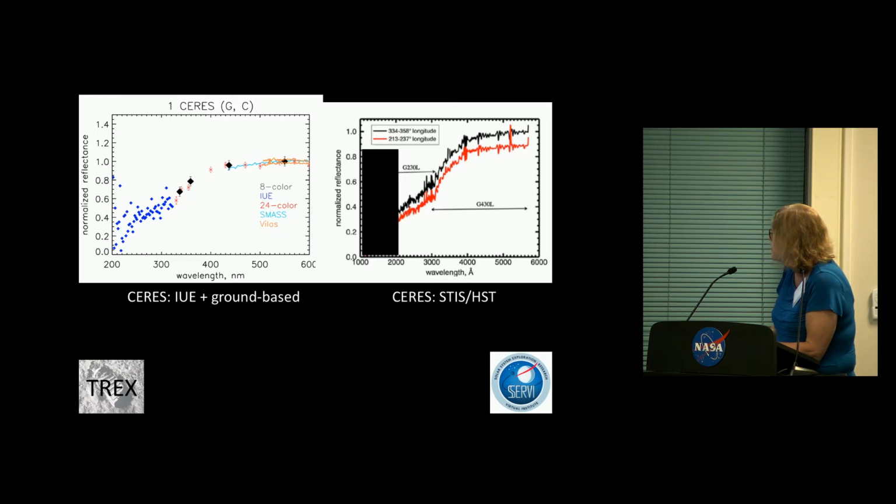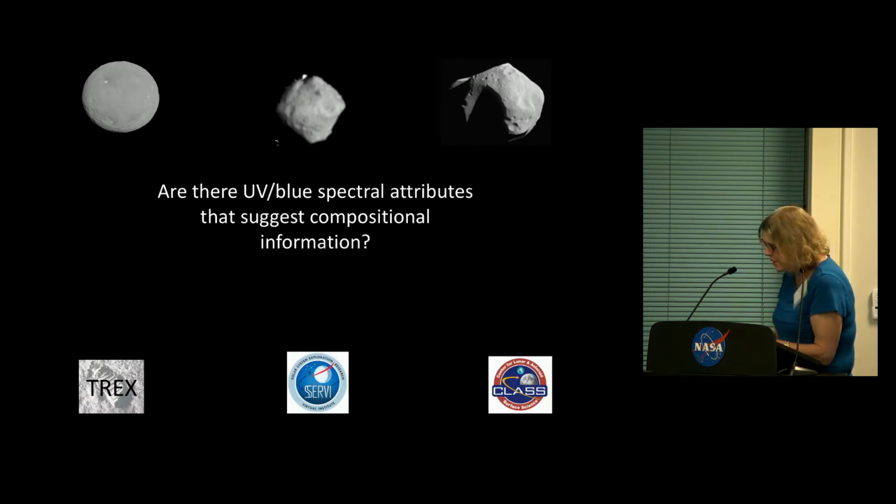The spectral region is roughly the same here from this darkened area, and the agreement in the general shape and characteristics of the IUE data, which are down here, coupled with some other ground-based data that we have of these asteroids, or of Ceres, and the HST data are roughly the same, and we use that, even though there is additional scatter here, as an indication to us that we can take the IUE data with validity. So the first question we asked was, are there UV blue spectral attributes that suggest compositional information in these data?